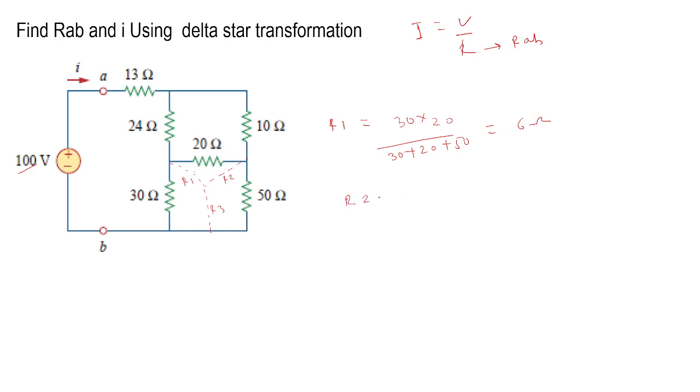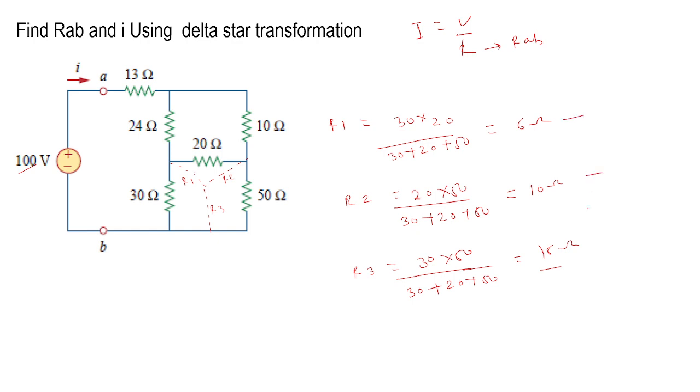So R2 will be, R2 is equal to, R2 is this associated resistor 50 ohm and 20 ohm. So 20 multiplied by 50, denominator will be same, 30 plus 20 plus 50, how much R2, yes R2, R2 is 10 ohm. Again R3, R3 is equal to, R3 is here associated resistor 30 and 50, 30 multiplied by 50 divided by same denominator, 30 plus 20 plus 50. So what is the value of R3? R3 is 15 ohm. Okay, now we have R1, R2 and R3.